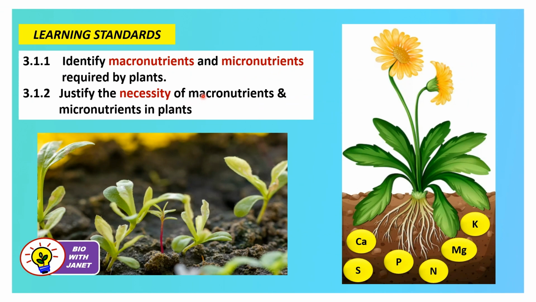So the learning standards for this lesson are as follows. First of all, we should be able to identify the macronutrients and micronutrients required by plants. Examples of macronutrients are calcium, sulfur, nitrogen, and so forth. Then we should be able to justify the necessity of macronutrients and micronutrients in plants. That means, what is the importance of these nutrients? What are the functions of these nutrients? And also, what are the symptoms of deficiency or lack of these nutrients in the plant?